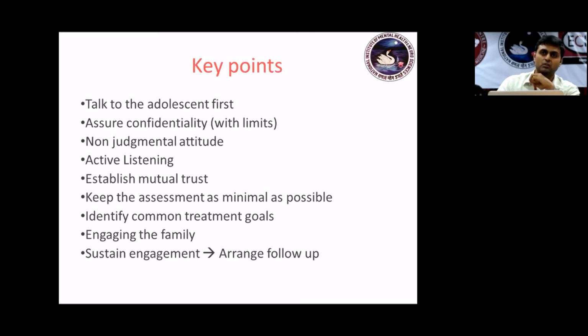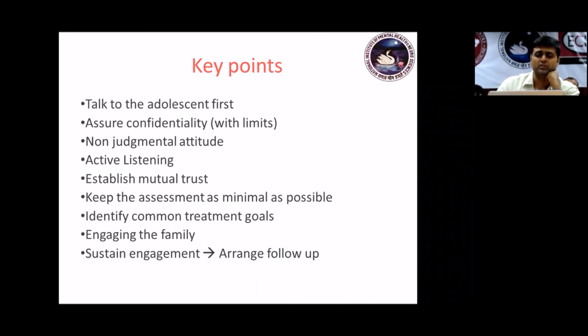Try to identify a common treatment goal in the form of studies or concentration, some of their study related issues, or handling the parents and the way in which they handle the adolescent. Likewise, just identify a common treatment goal between the adolescent and the treating physician. Engaging the family: they need not be handled together, they have to be handled separately, and try to sustain the engagement with the adolescent and arrange for follow-up.